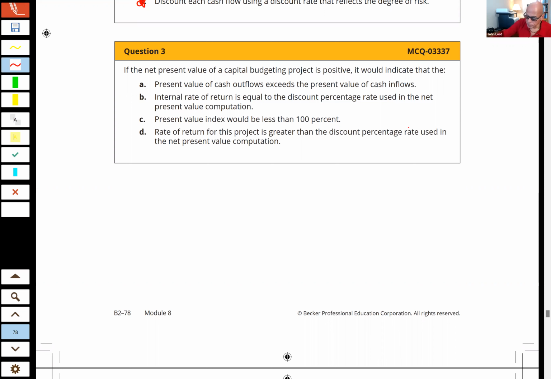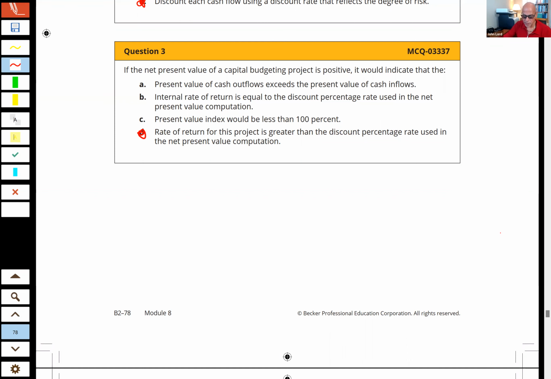Okay, looks like we've had a chance to take a look at this one. So let's go ahead and end the poll. And good, most of us got this one correct. There were a couple of folks that wanted to consider A or B, but let's go ahead and take a look at this one. And what do we have here? The net present value of a capital project is positive.